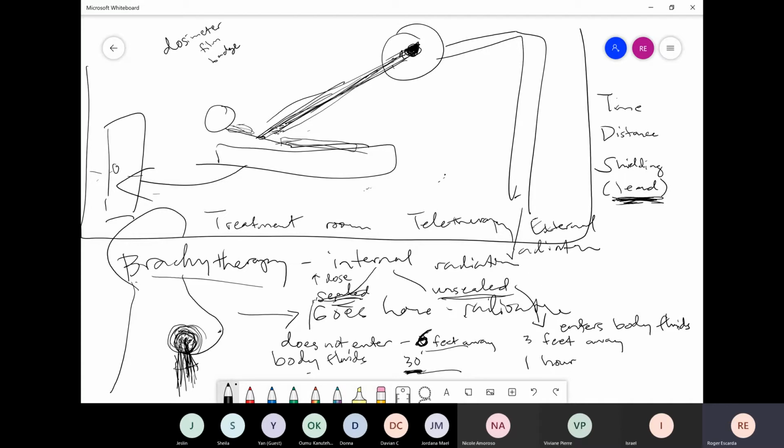For unsealed, these have no covering, so they enter body fluids. So anything wet coming out of the patient is radioactive. So you handle those things separately. You can, however, stay closer, 3 feet away, and then you can stay double the time longer.